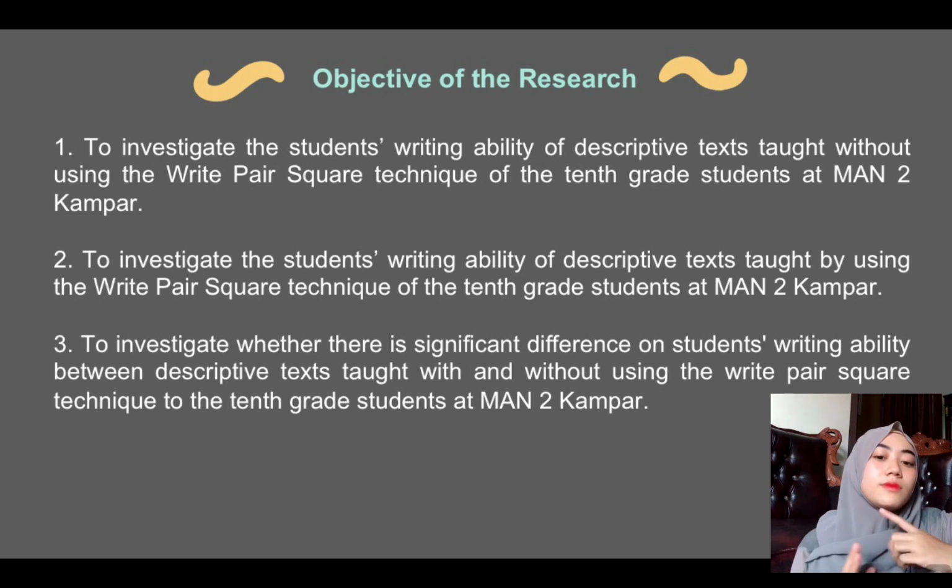The first one is to investigate the students' writing ability of descriptive text taught without using Right Pair Square technique at the 10th grade students of Mandua Kampar. The second one is to investigate the students' writing ability of descriptive text taught by using Right Pair Square technique at the 10th grade students of MAN 2 Kampar. And the last one is to investigate whether there is a significant difference in students' writing ability taught with and without using Right Pair Square technique at the 10th grade students of MAN 2 Kampar.